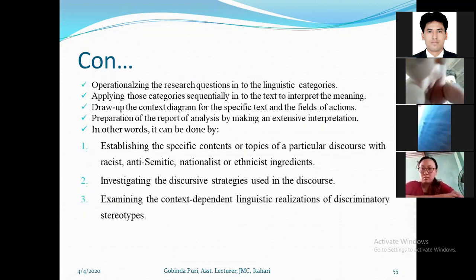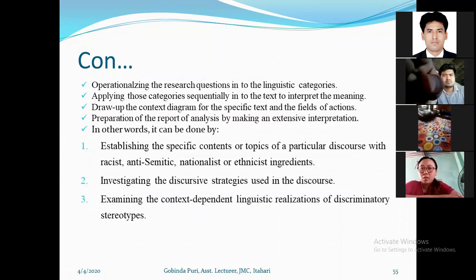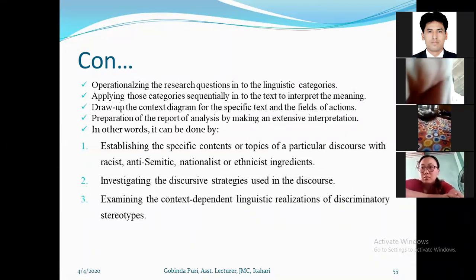And then operationalizing the research questions into linguistic categories. Applying those categories sequentially to the text to interpret the meaning, we have to divide them into categories. We have to categorize these themes, okay? And then draw up the context diagram of the specific text and the fields of action. Like a diagram of what is connected with what.